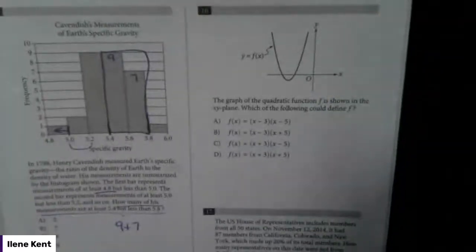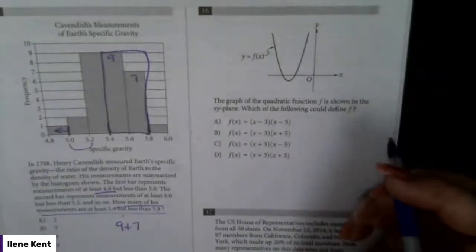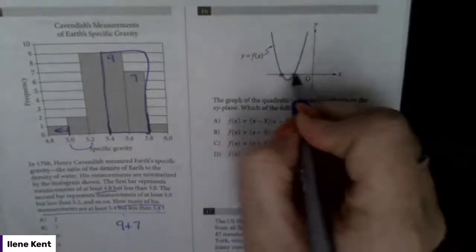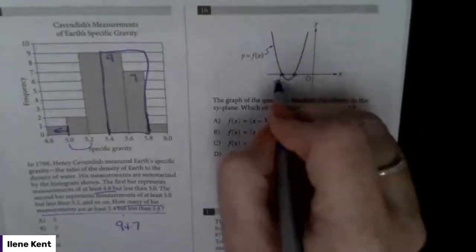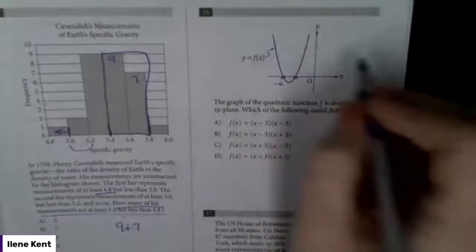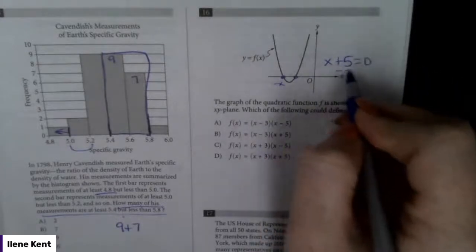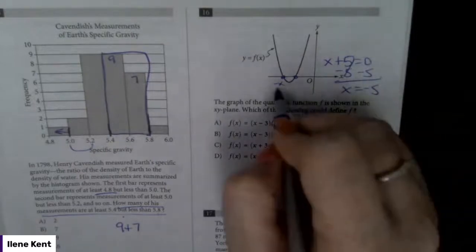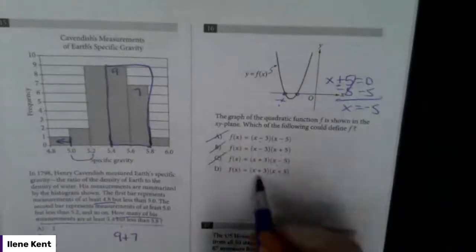Number 16, the graph of the quadratic function is shown in the xy plane. Which of the following could define f? I have 2 zeros that I could potentially use, and they are on the left side over here, meaning they're negative numbers. So when I'm putting those in factored form, remember, I'm actually flipping the sign, saying maybe it's x plus 5 or 6, so that when it's equal to 0, remember I switch it, I get something like that, and that would make sense to be a negative. So I'm going to look for the one that has 2 positives. Negative, negative, no. Negative, positive, no. Positive, negative, still no. Positive, positive. There it is. That's the one we're looking for.